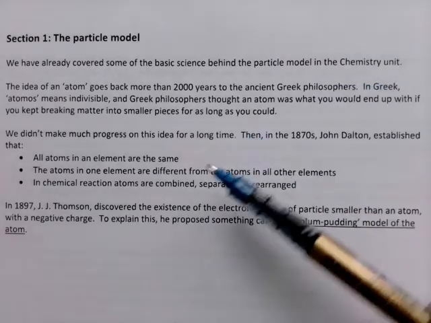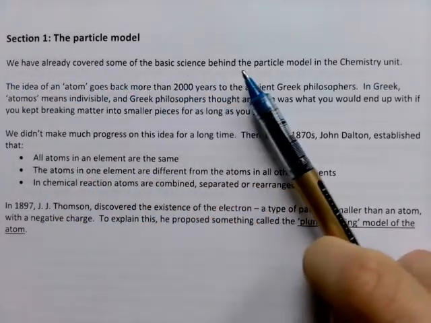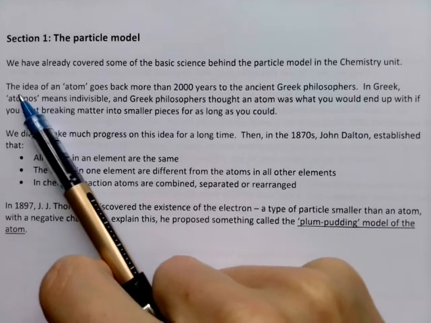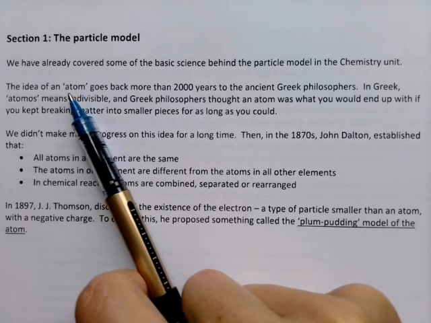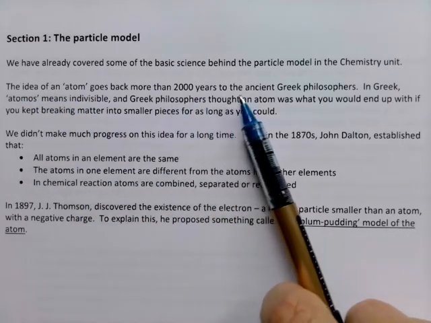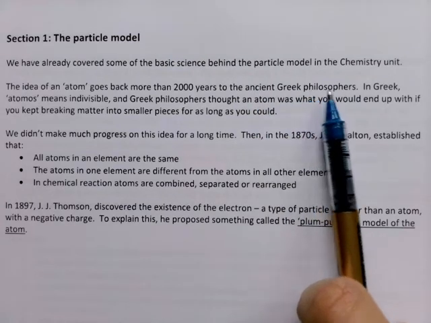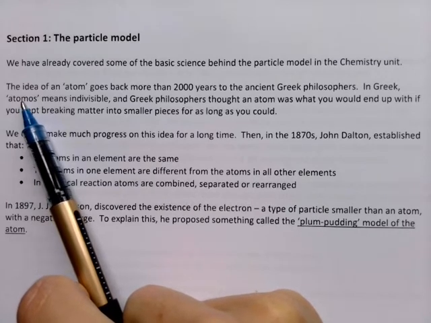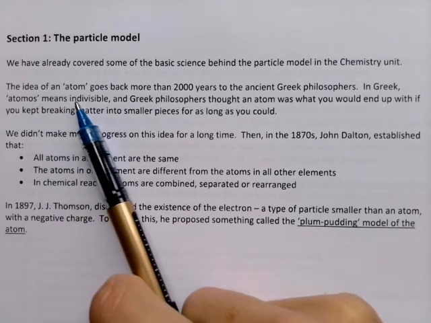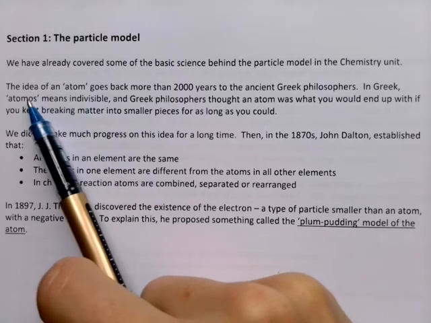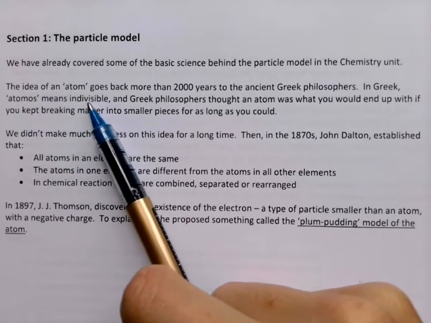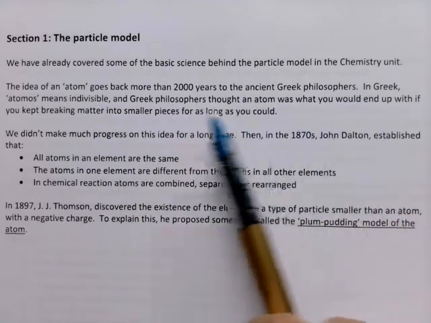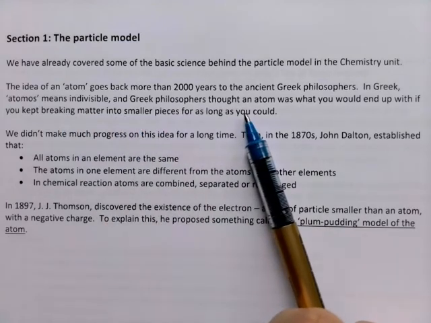So we have already covered some of the basic science behind the particle model in the chemistry unit. Now, if we think back, the idea of an atom goes back more than 2,000 years to the ancient Greek philosophers. In Greek, atomos, and I don't speak Greek, so I hope I'm pronouncing that correctly, means indivisible. So this word atom comes from atomos, which means that something is indivisible, that can't be divided. And Greek philosophers thought that an atom was what you would end up with if you kept breaking matter into smaller pieces for as long as you could.